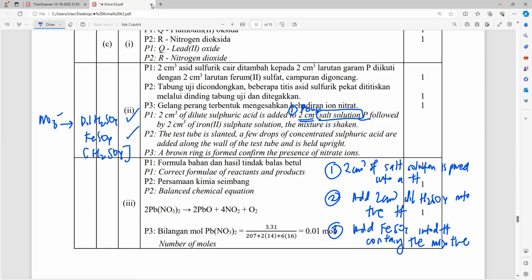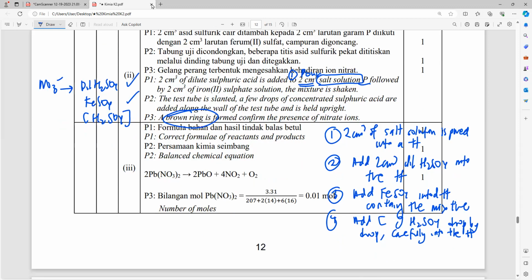Point number 4. Add concentrated sulfuric acid. Now, this one, if you don't add these words, you won't get the mark: drop by drop. Okay? Or you can say add carefully into the test tube containing the mixture. Then you can say a brown ring is formed. Okay, then you would get your answer.